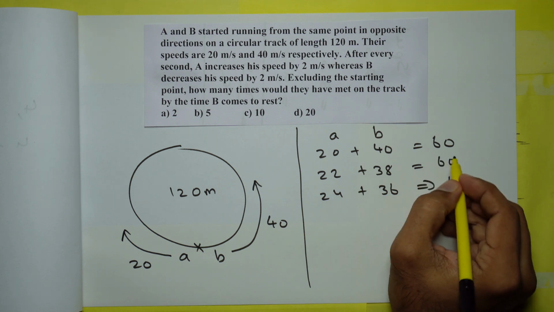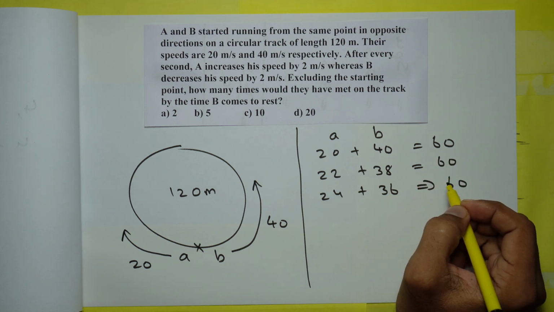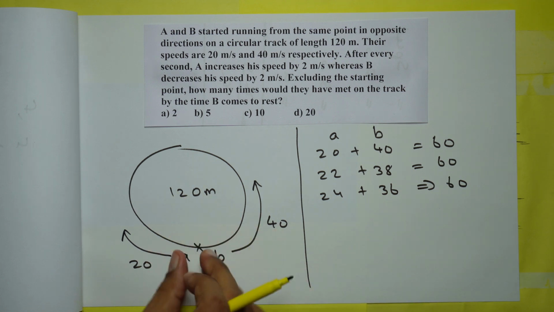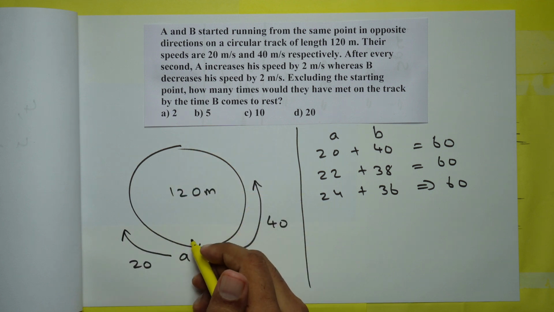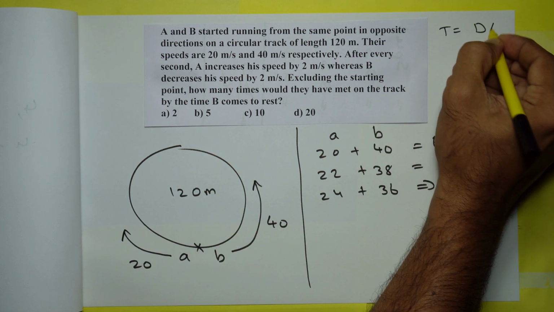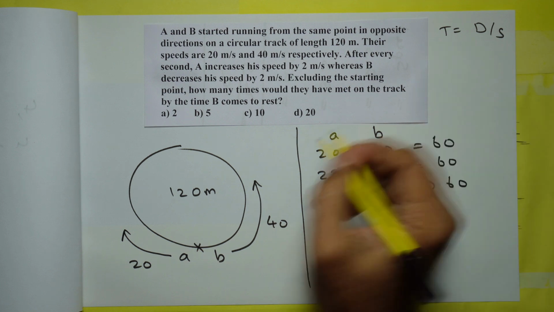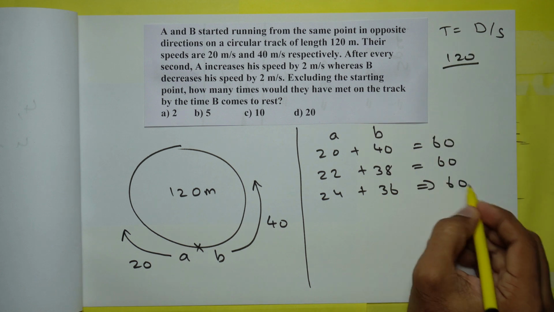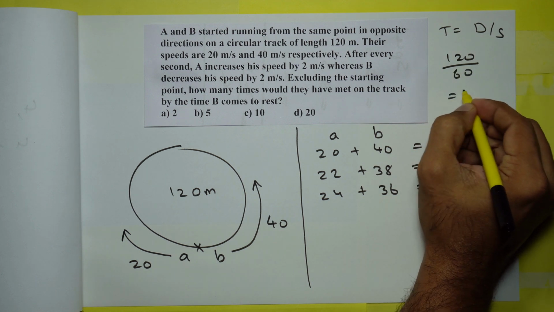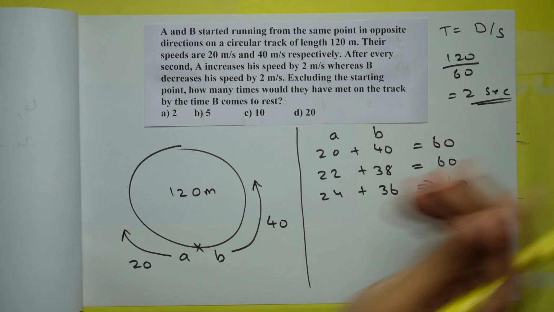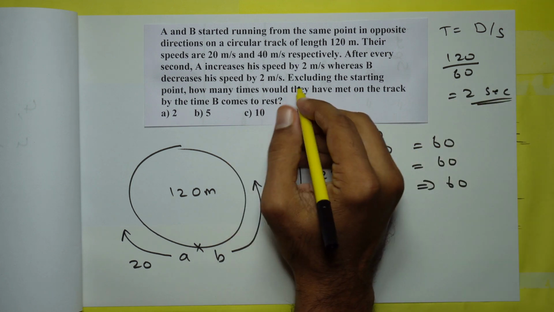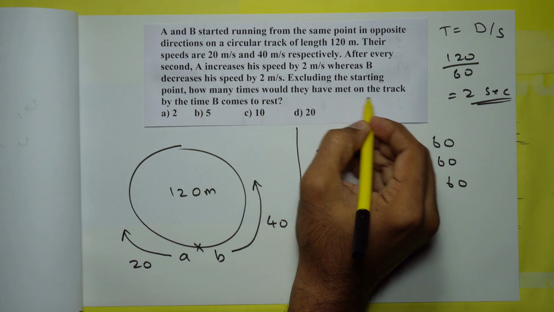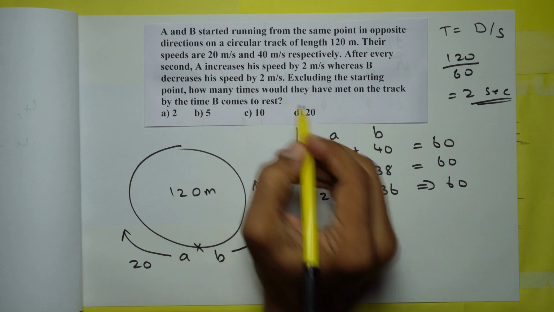So first we will find out what is the time required for them to meet. Now one full round is 120 meters. When will they meet? When they complete one full round among themselves, they will meet. So time required is distance by speed gives you time. So to meet they have to do one full round, that is 120 meters, divided by relative velocity 60. So time required is 2 seconds. So every 2 seconds they will meet. Now the question is, excluding the starting point, how many times would they have met on the track by the time B comes to rest?